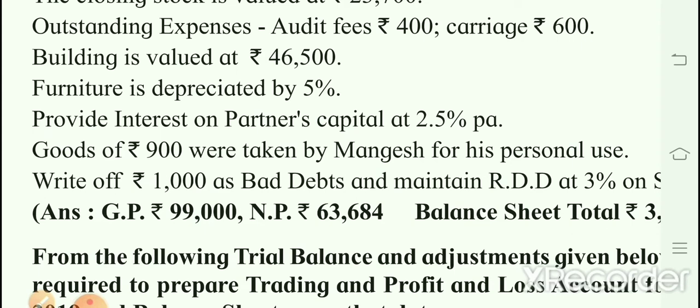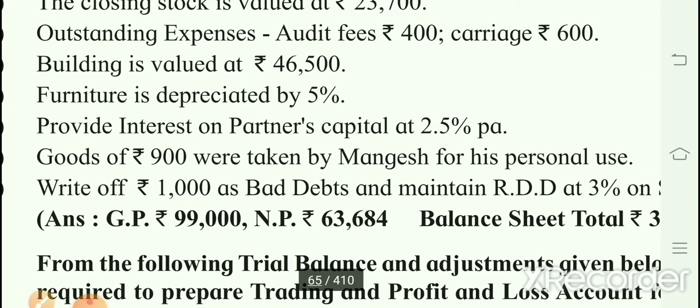The amount of interest will be 3,750. Similarly, calculate the amount for Mangesh. His capital is 50,000 into 2.5 divided by 100. The amount will be 1,250. Now see the effects. First, the partners are getting interest on their capital, which means it is their income. We will record it through the partners' current account. Earlier also I said, if we are adding something to the capital of partners, we will credit that amount to the partners' current account. So we are adding the interest to the partners' capital.